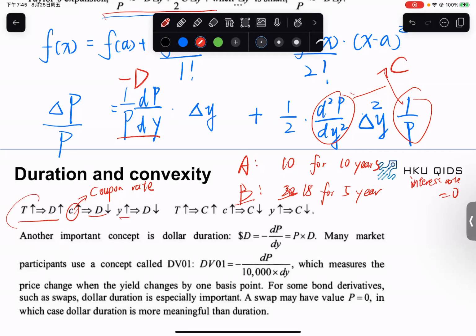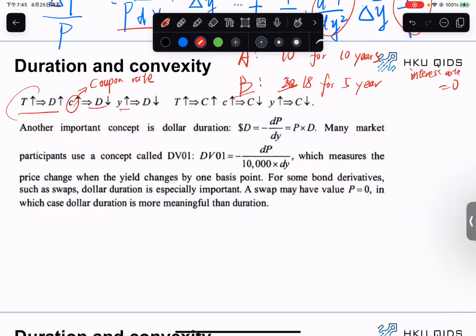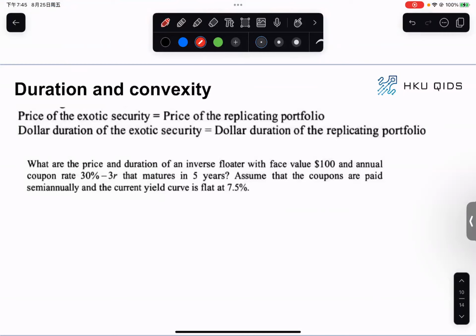So the commonly used concept is DV01 here, where DV01 is just dP/dY divided by 100. Why is it 100? Because usually the bond has a face value of 100, so we divide by that. Then we also need to measure when the yield changes by 1 basis point instead of 1, so we need to further divide it by another 100. So now let's see a real question.